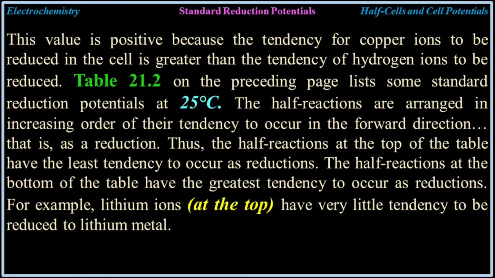This value is positive because the tendency for copper ions to be reduced in the cell is greater than the tendency of hydrogen ions to be reduced. Table 21.2 on the preceding page lists some standard reduction potentials at 25 degrees Celsius. The half reactions are arranged in increasing order of their tendency to occur in the forward direction, that is, as a reduction. Thus, the half reactions at the top of the table have the least tendency to occur as reductions. The half reactions at the bottom of the table have the greatest tendency to occur as reductions. For example, lithium ions at the top have very little tendency to be reduced to lithium metal. Lithium is very reactive and it will oxidize very quickly. It will enter into a chemical reaction.